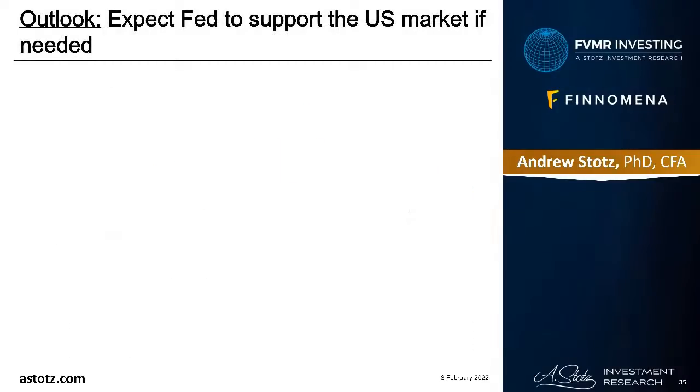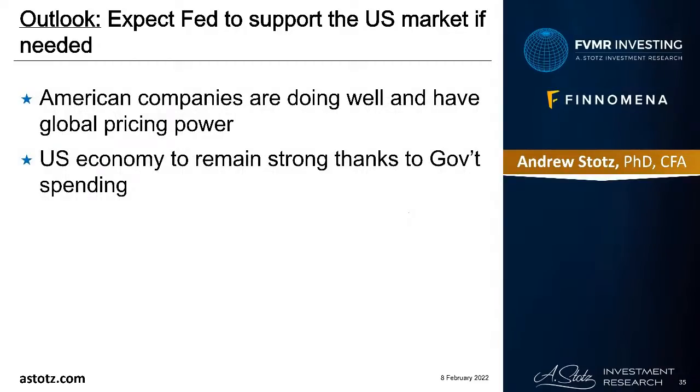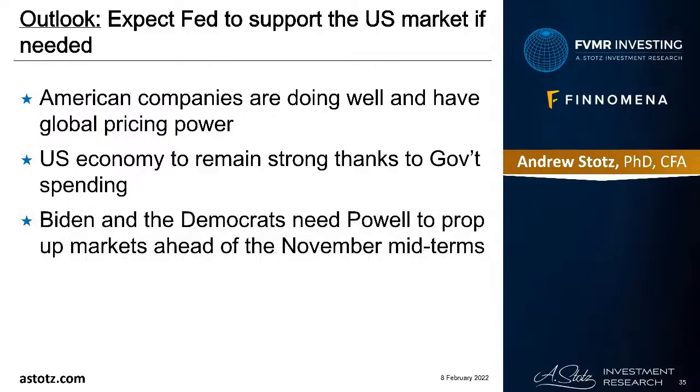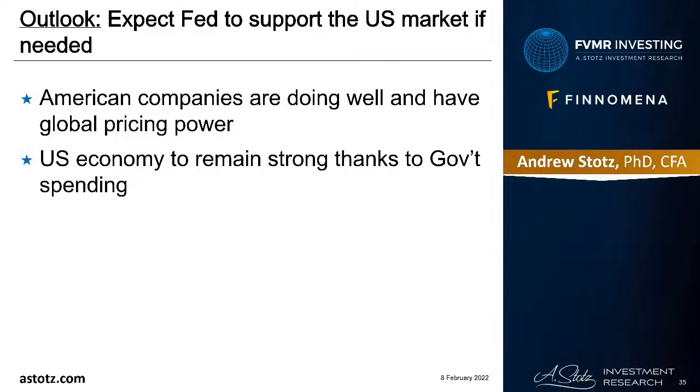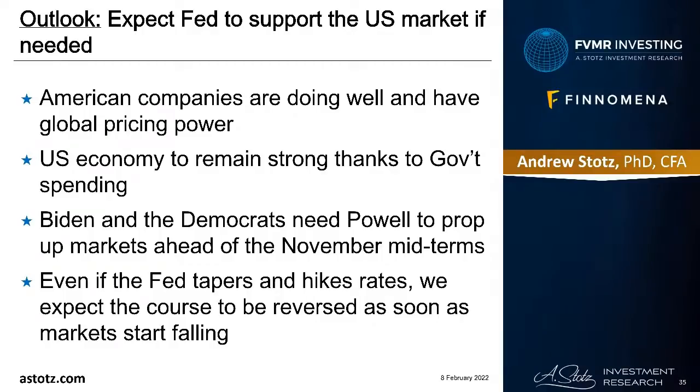Now, let's look at the outlook. Expect the Fed to support the U.S. market if needed. American companies are doing well and have global pricing power. The U.S. economy is going to remain strong, it seems like, thanks to government spending. Although you could say that government spending certainly slowed down a lot compared to where it was over the last 2 years. And Biden and the Democrats need Chairman Powell to prop up markets ahead of the November midterm elections. And even if the Fed tapers and hikes rates, we expect the course to be reversed as soon as the market starts falling. So think about what I'm saying here, just so you understand it clearly.